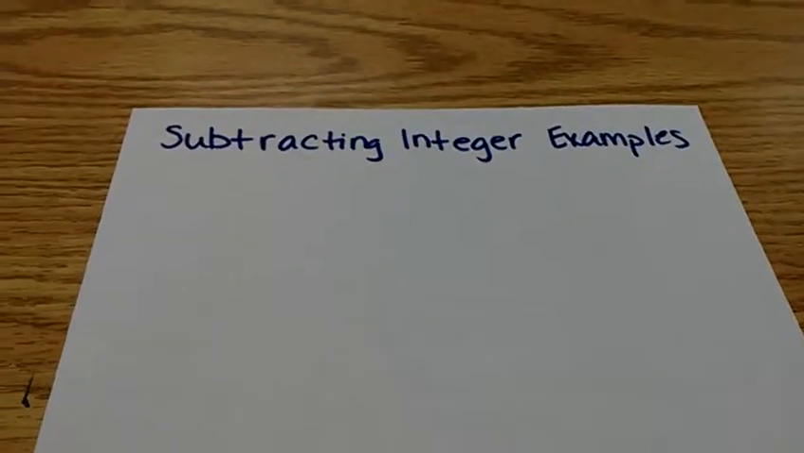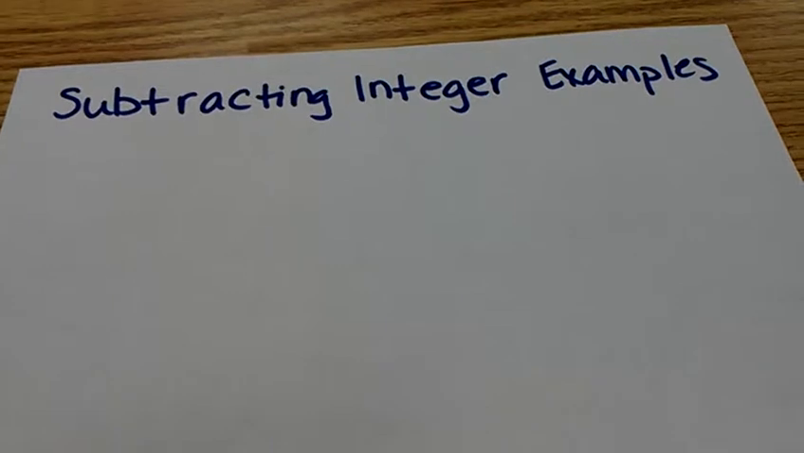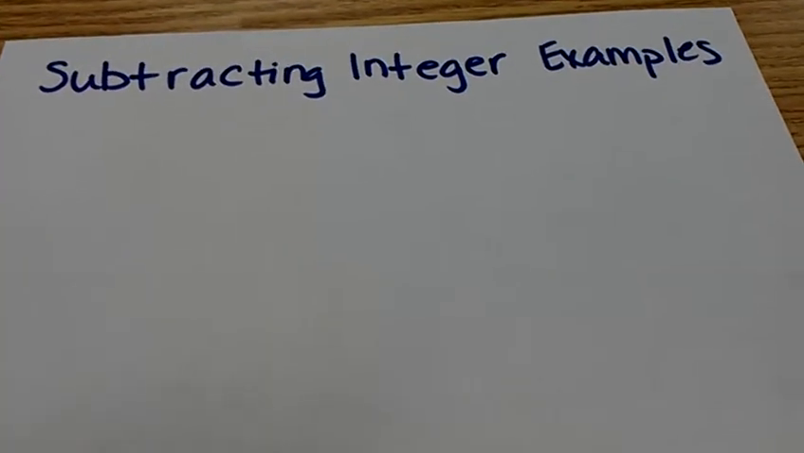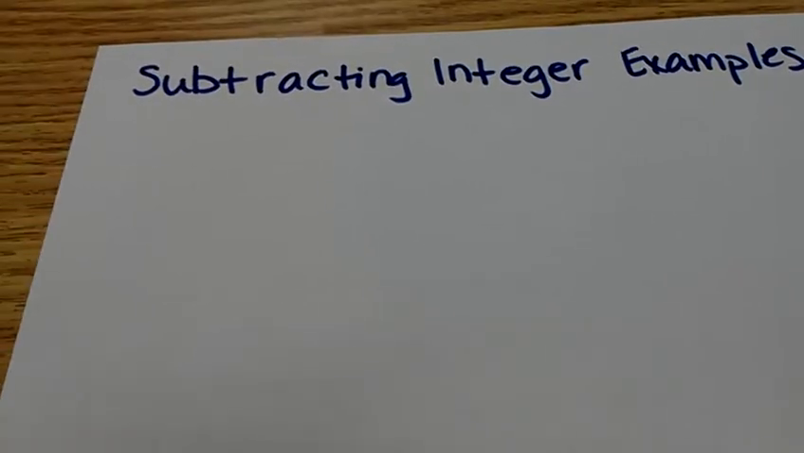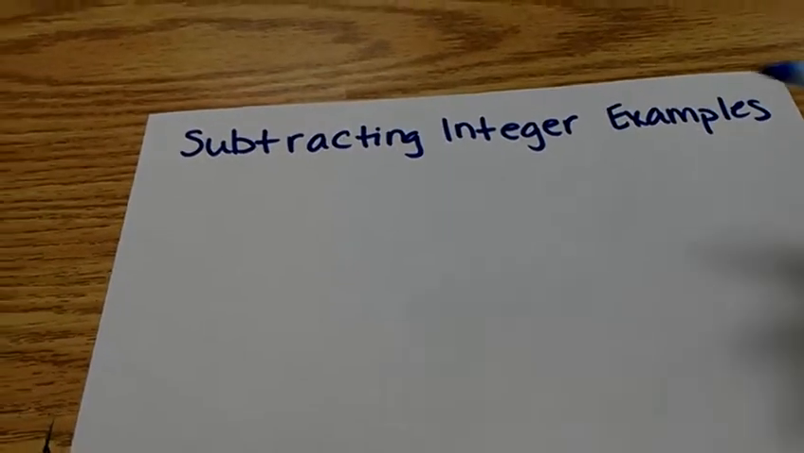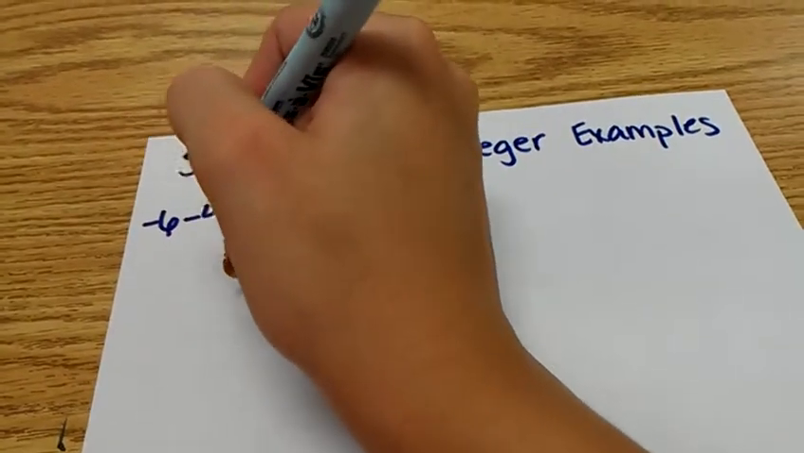Okay, now for some subtracting integer examples. As you can remember, as we talked about in class, subtracting integers is the exact same thing as adding integers. You just have to make it the addition problem first. So the first problem I'm going to start off with is -6 minus 4.